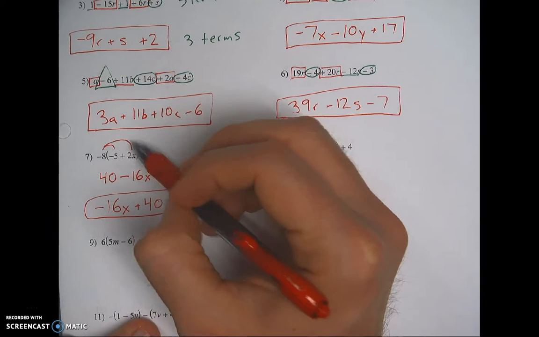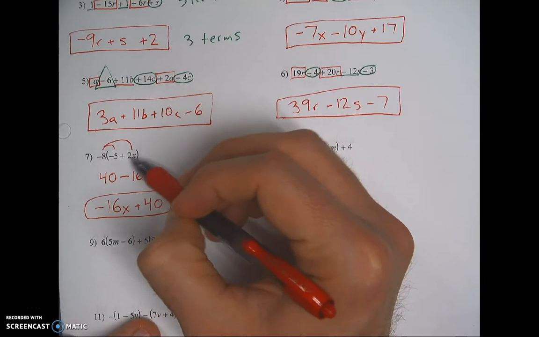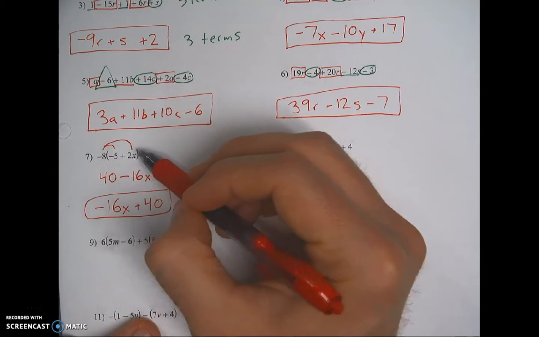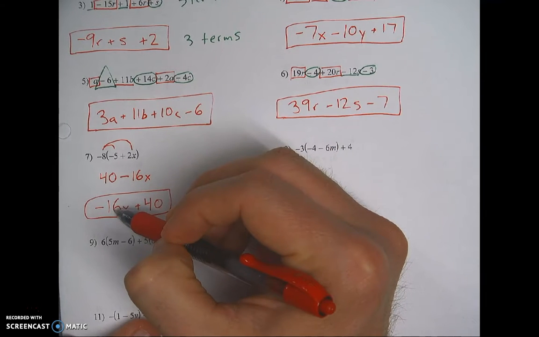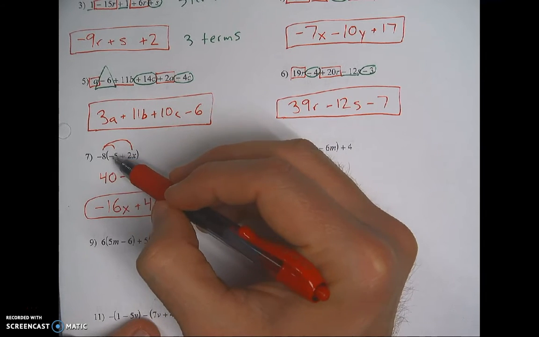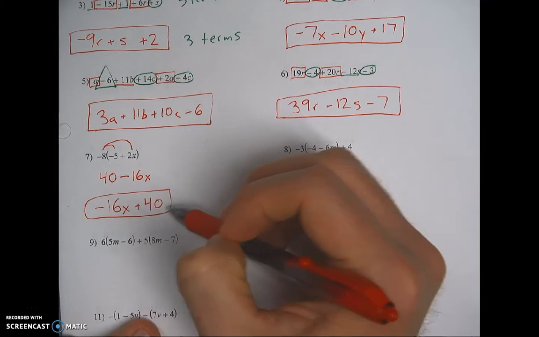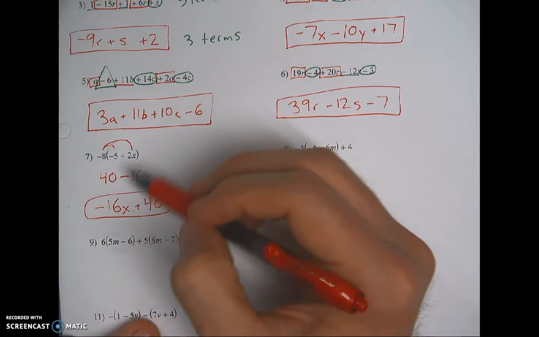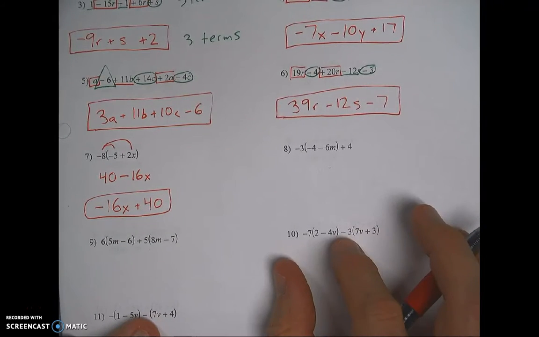When you're distributing, if you see that the x is going to be my first term, I can do that first. Negative 8 times 2 is negative 16, put it up front. And then a negative 8 times a negative 5 is positive 40, put it at the end. So if you can see that jump right away, just go ahead and do it.